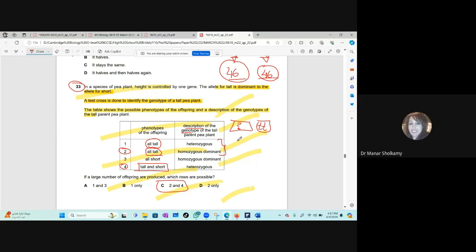Okay, good. Let's finish. Which statement about variation is correct? Continuous variation results in few phenotypes with no intermediates. Discontinuous variation results in few phenotypes with no intermediates. Phenotypic variation is caused by environmental factors only, or phenotypic variation is caused by genetic factors only. Can you see the question?